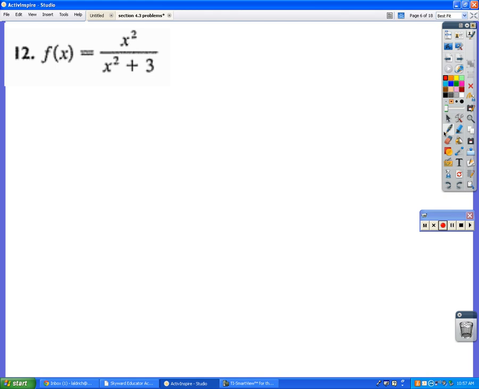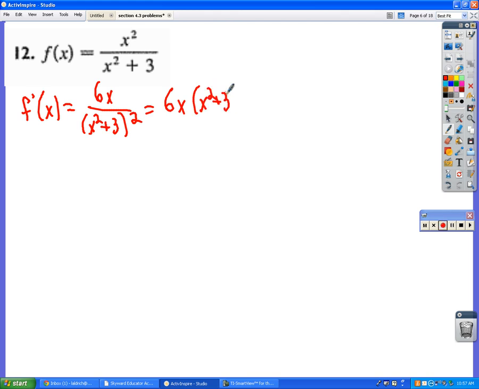Oh, okay, so we already have the first derivative from yesterday. And it was what? Something on top. We had like 6 right here. Okay, 6x over x squared plus 3 squared. So now we have to take the derivative of that. That's kind of icky, but we can take a shortcut because of this exponent here. I can rewrite this as 6x times x squared plus 3 to the negative second.